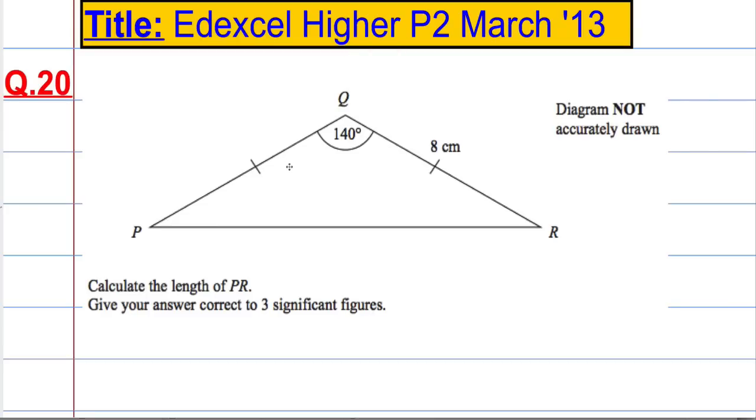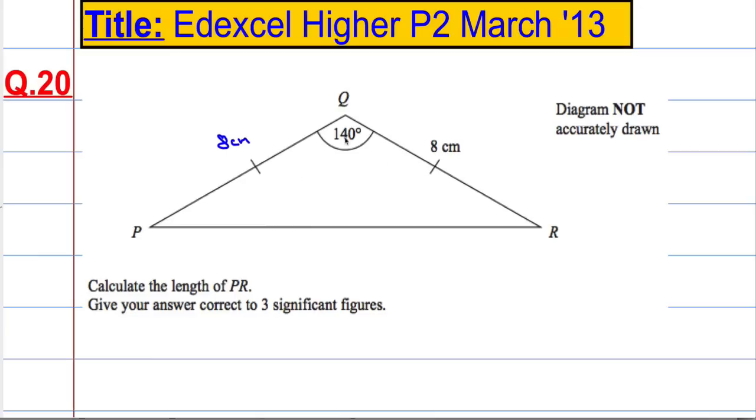Question. Now we've got a triangle here, PQR, and we're asked to calculate the length of PR, which would be this side here, and to give our answer correct to 3 sig fig. Before I do so, I'm just going to fill in whatever information I can. I know that this side must also be 8 centimeters because they're equal.